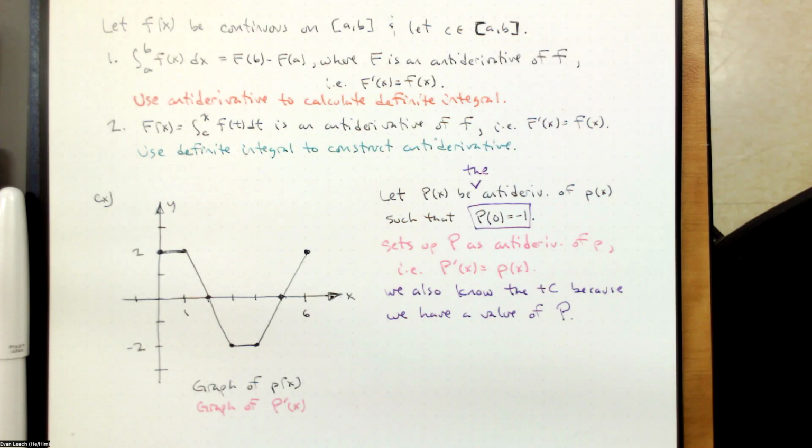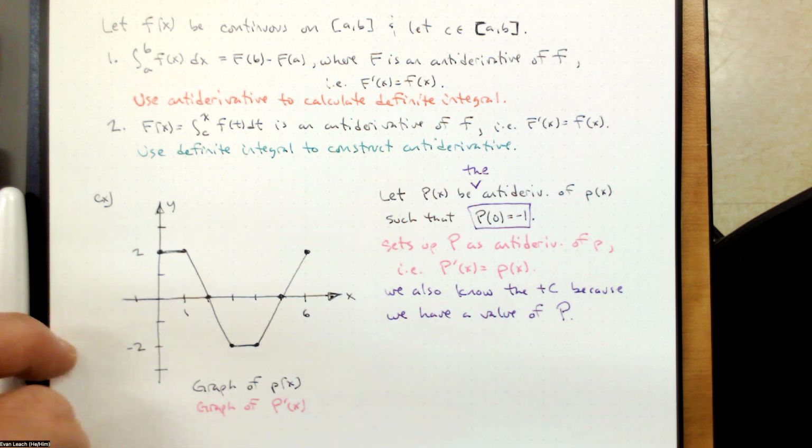So this is setting up the given graph as the derivative, the way that I did yesterday. Just say capital P is the antiderivative, just saying that this is the derivative of capital P. Here's another way we can set up P, capital P, as the antiderivative.